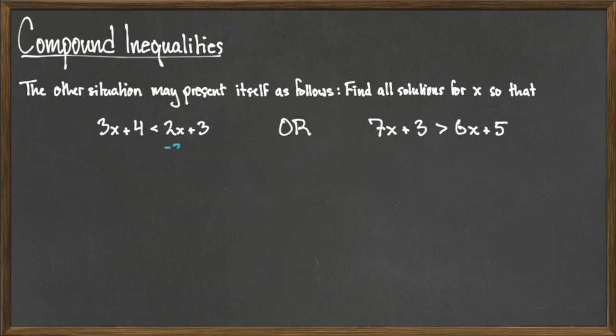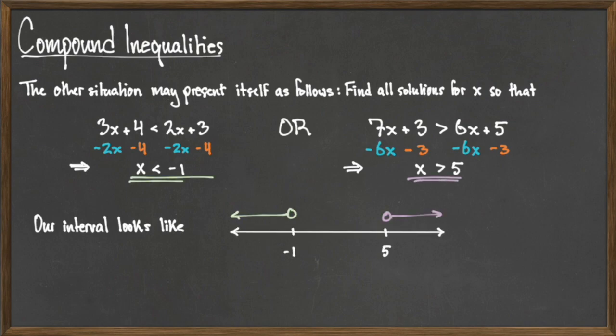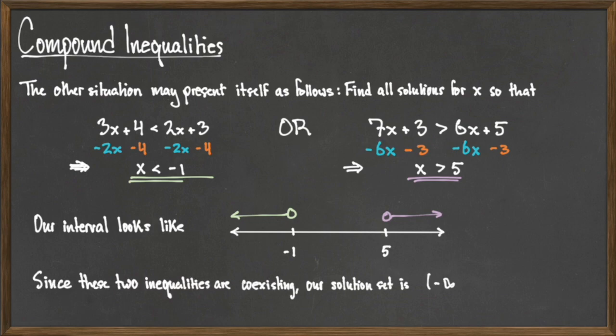We can subtract a 2x and a 4 from both sides and land at the solution x is less than negative 1. For the second inequality, we'll subtract a 6x and subtract a 3 from both sides and end up with the solution of x is greater than 5. Now we have to combine our intervals, so let's draw both of these line segments on the number line. Then the interval that represents these two line segments together will be the union of negative infinity to negative 1 and 5 to infinity.